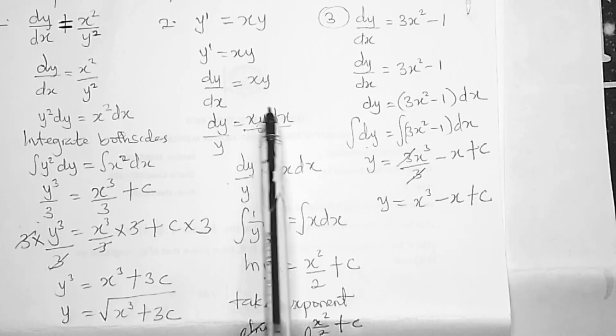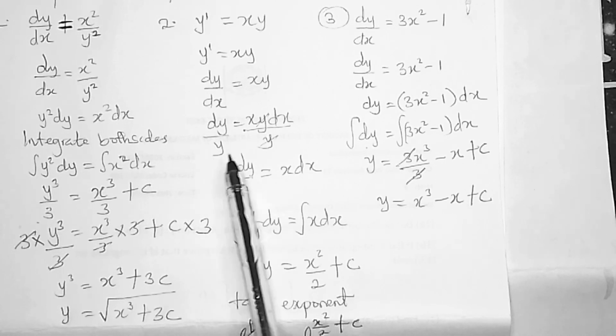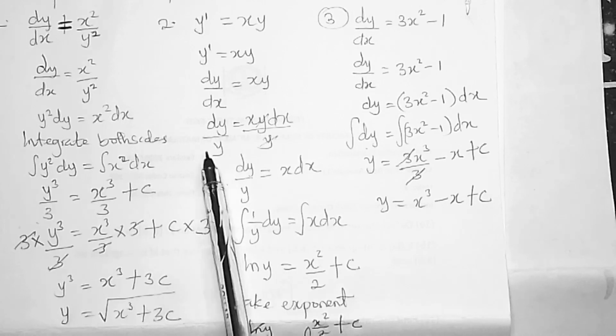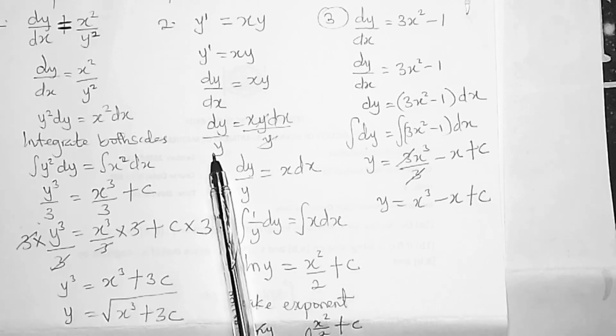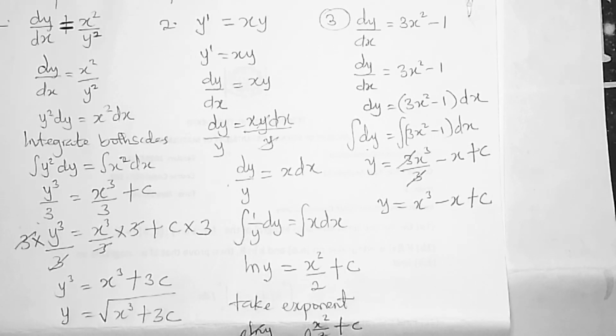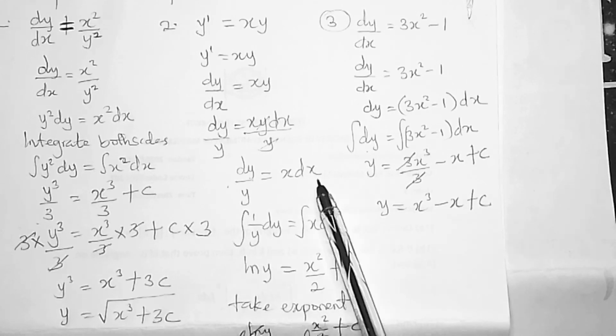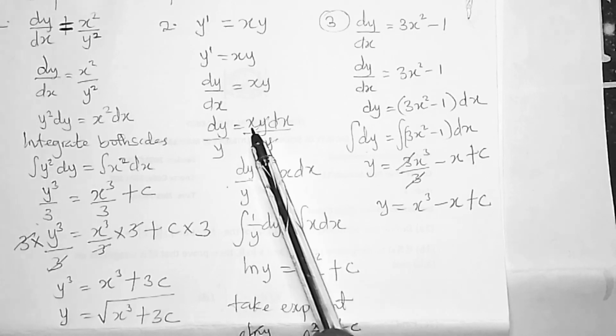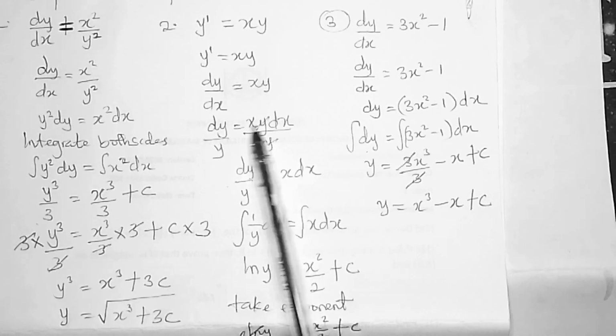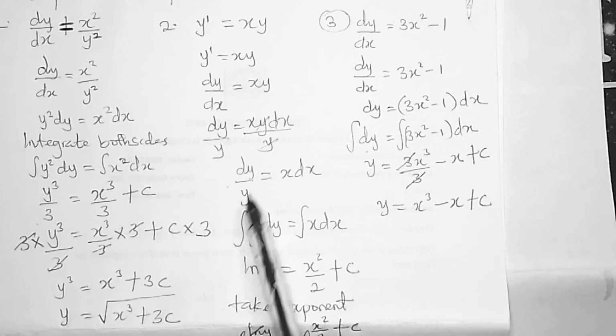And after that, you divide both sides by y. Y will cancel y here, and you will have dy over y. Are you sure you get what I'm trying to say? So after that, you have dy over y equals x dx, because y has cancelled y in this place.